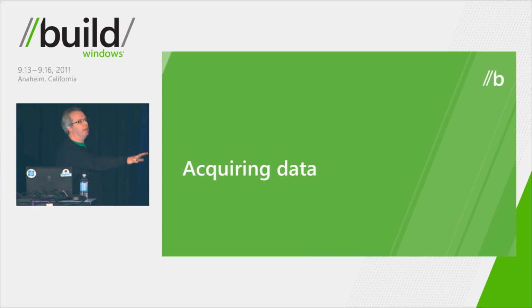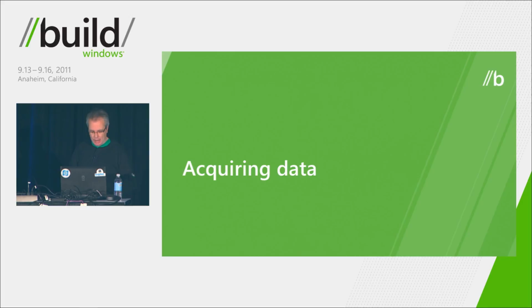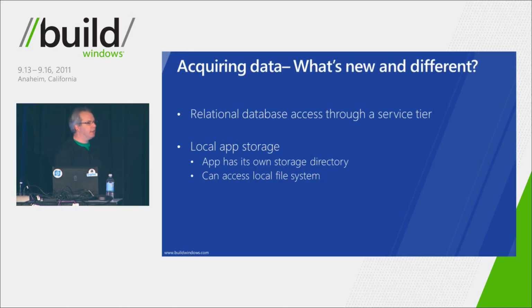Then the next thing is, once you've got your data, what do you do with it? How do you shape it so that the UI can manage it? And then the third part is that now you've presented it in your UI, you do your binding, how do you interact with your data? So the first of these 3 pillars I just want to talk about is some of the new and different things in actually acquiring data.